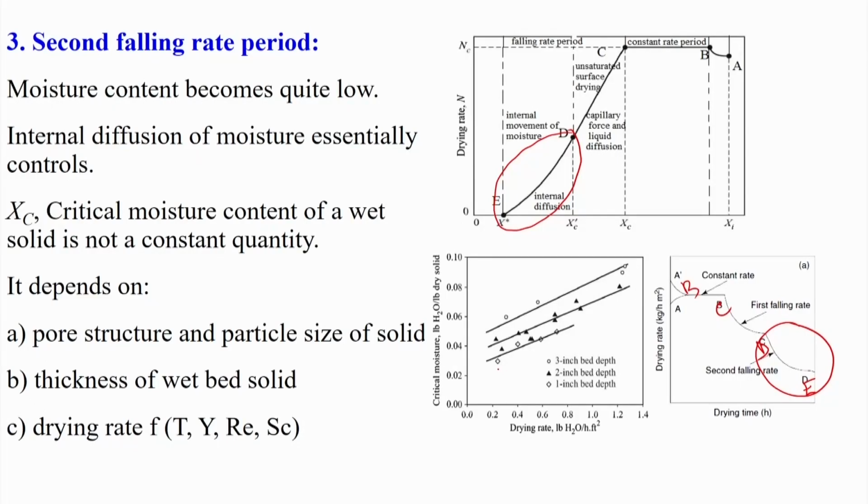Whenever the wet bed thickness is 1 inch, it has a lower critical moisture content; when it is a 2 inch wet bed, the critical moisture content increases. For a 3 inch wet bed, the critical moisture content again increases. So whenever we increase the thickness of the wet bed, the critical moisture content also increases. So that is the thickness or drying rate. Temperature, humidity, Reynolds number, etc., also make the critical moisture content different.